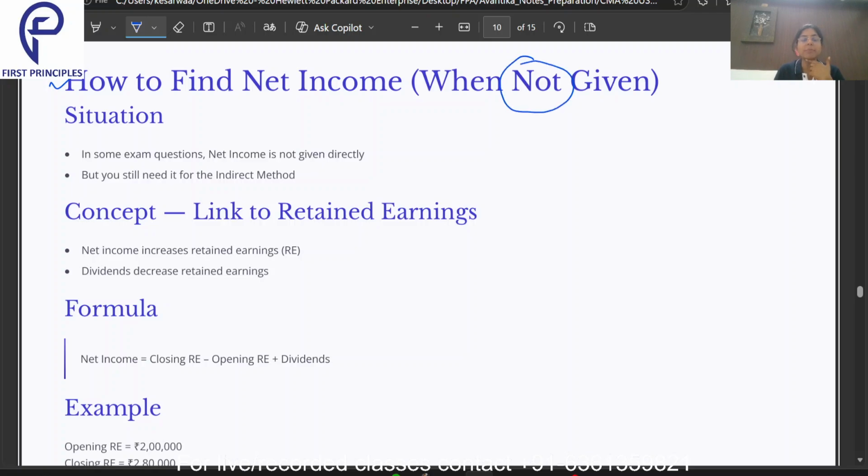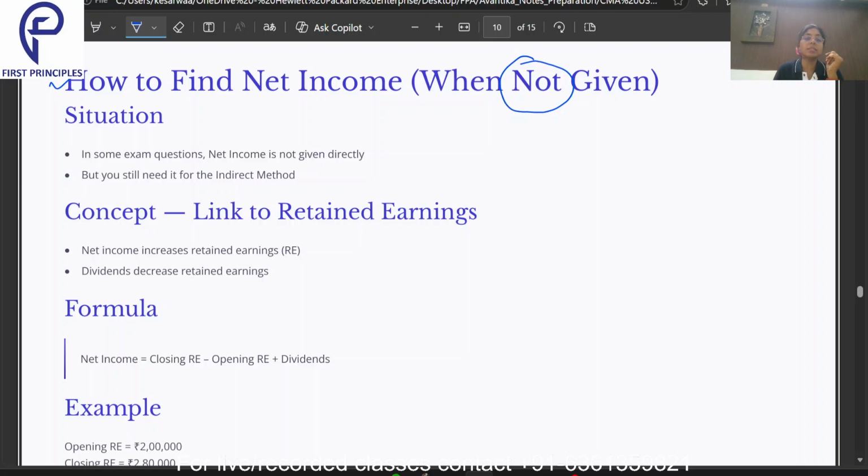So sometimes what happens in the question, the net income is not clearly stated. In that scenario, what do we need to do? We need to analyze the different figures that are given in the question, and on that basis we need to derive the net income. Acha, how to identify, how to derive this? Let us look into this.